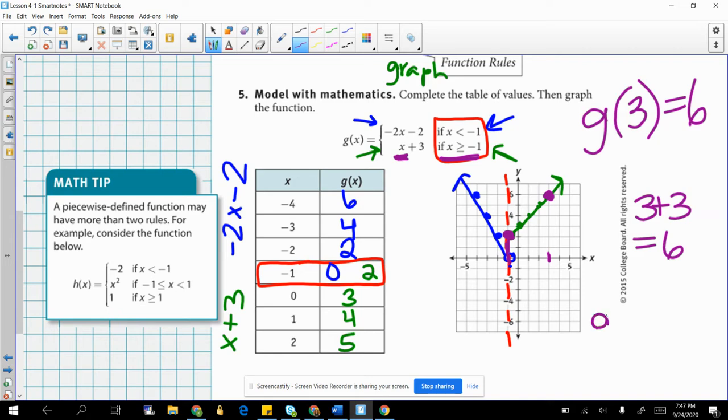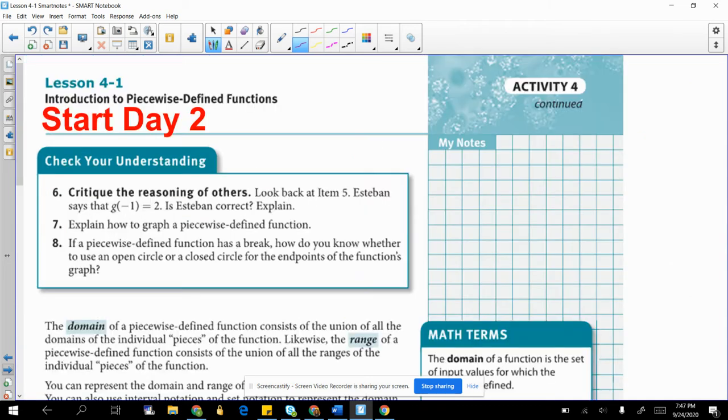Okay, so if we look back at that one, g of -1, where Esteban asked what that equals. Well, -1 is equal to -1, so again we would plug it in here. And -1 plus 3 is 2. So yes, Esteban is correct. Okay, so that's what number 6 is asking about.